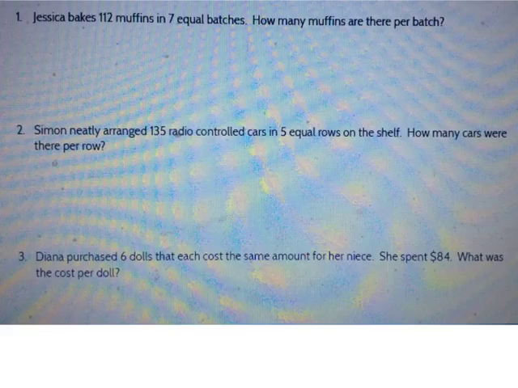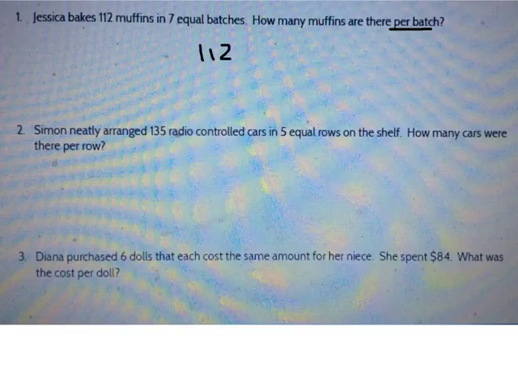Jessica bakes 112 muffins in 7 equal batches. How many muffins are there per batch? Well, I know that I need to divide to find the unit rate. Per batch tells me per one. So I'm going to divide 112 divided by 7. Where can I start my division? I can start my division at 11 tens.